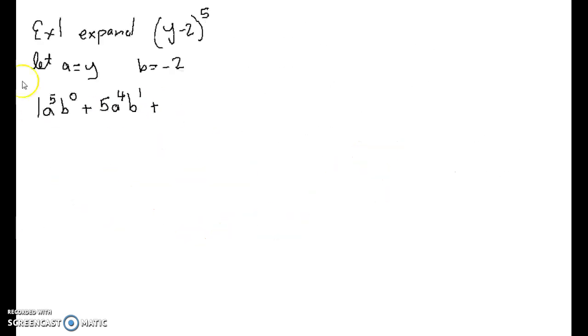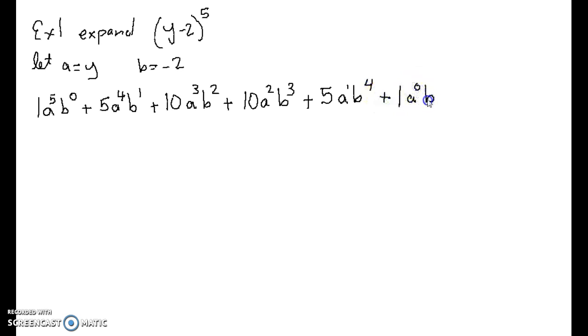My next number is a 10, so this will be 10a to the power of 3 b squared. And since I already saw that there was another 10, that's 10a squared b cubed. My numbers are going to go up, reach a point, and then start coming back down. 10 was my point, so I know I'm going to come back down. So 5a to the power 1, b to the power 4, plus 1, a to the power 0, b to the power 5. I did that so I could write out my general binomial expansion.